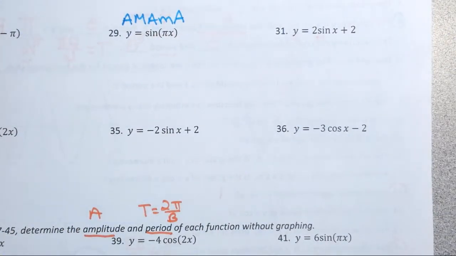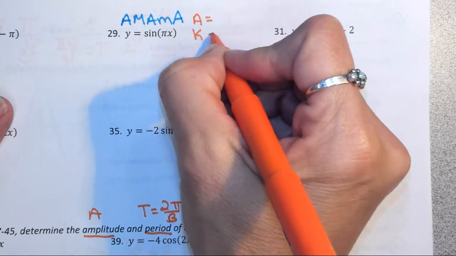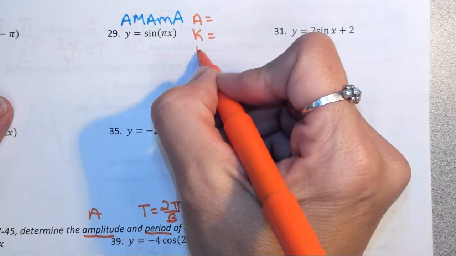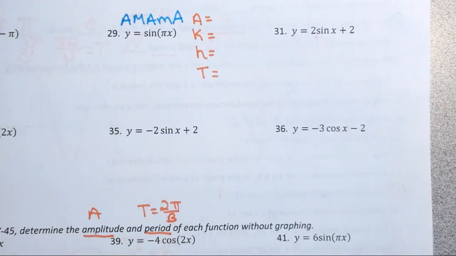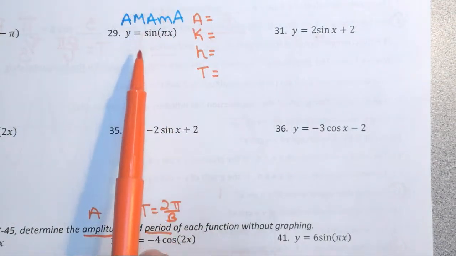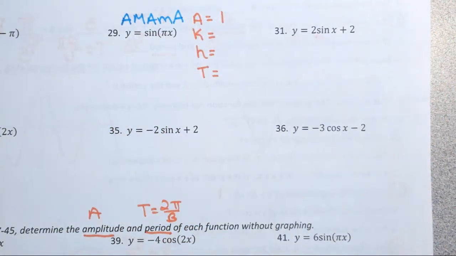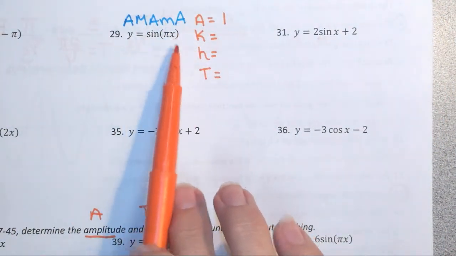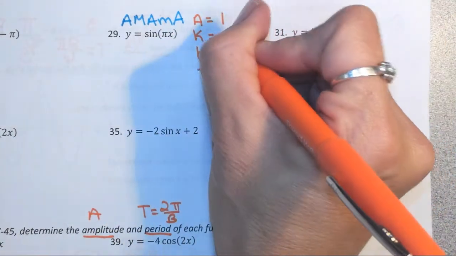Then over to the side, I'm going to write down everything I know. I know the amplitude. I know the axis of wave. I know if there's a horizontal shift. And I know what the period is. So let's talk about how Miss L knows all this stuff. A is the number in front of the word. So what is my amplitude? 1. Beautiful. K is whatever you add or subtract. I'm not adding or subtracting anything, so it's 0.